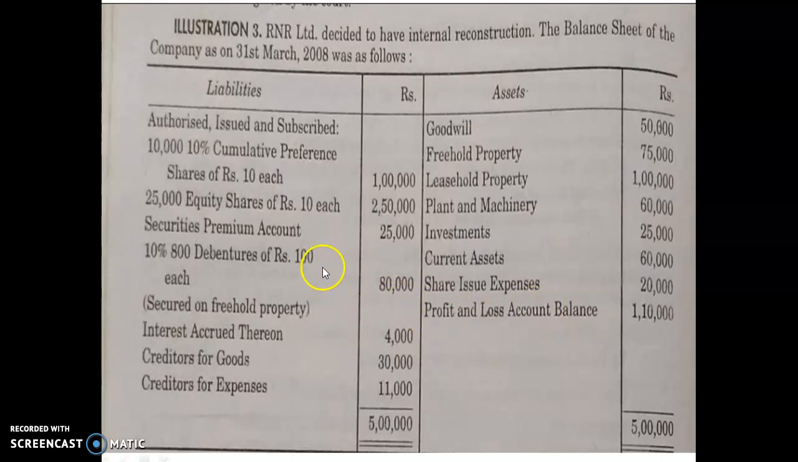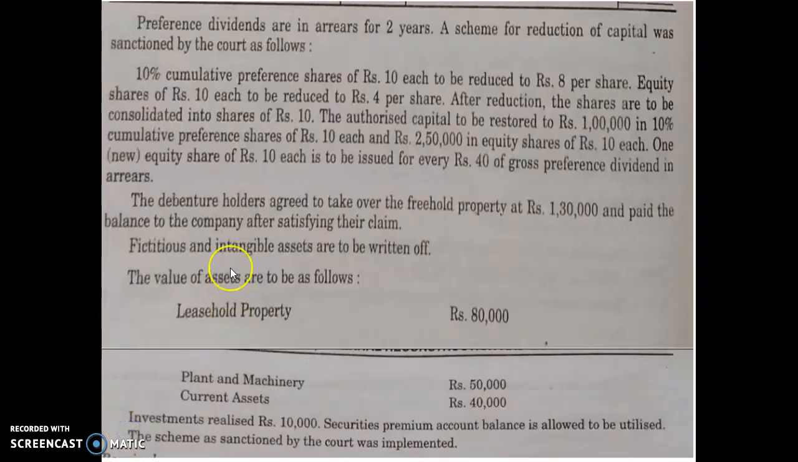And on the liability side, preference share capital, equity share capital, securities premium account, then debenture holders, interest accrued thereon, then creditors for goods and creditors for expenses. So the total is 5 lakh rupees. These are the additional information given to you. While doing this type of problem, we should carefully read this additional information. So there is an arrear of preference dividend for 2 years.